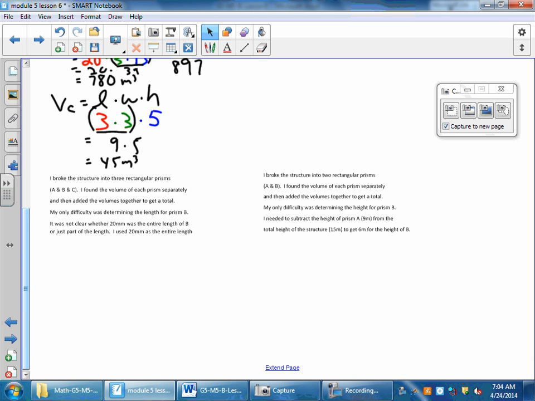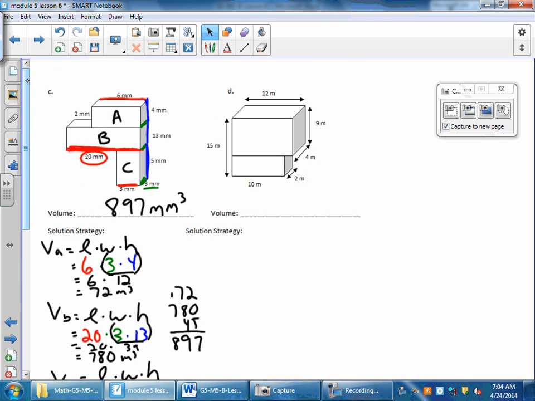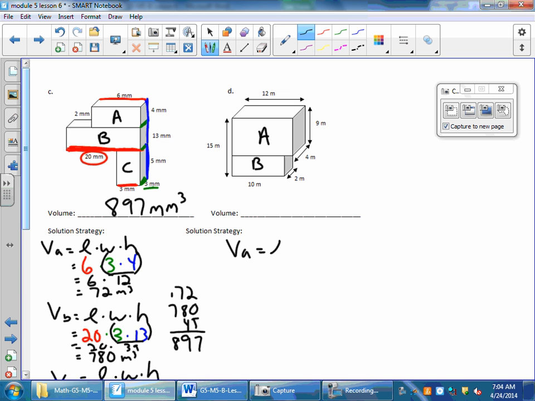Okay, and last one for question 1. D. Hopefully this is a little more clear than C was. We have 2 rectangular prisms, A and B. So we're going to find the volume of A. And this repetition is important. It just gets me in the correct mindset. I know some people like to skip these steps, but the repetition really helps.